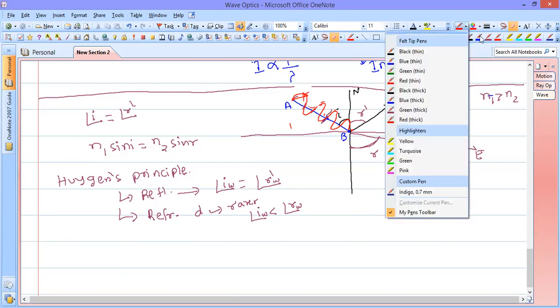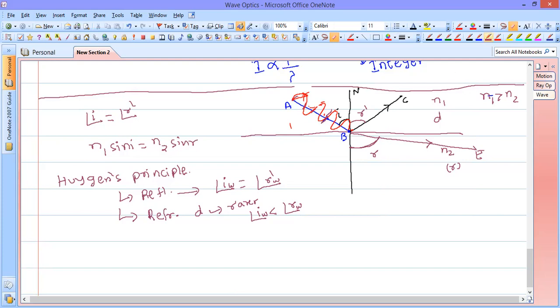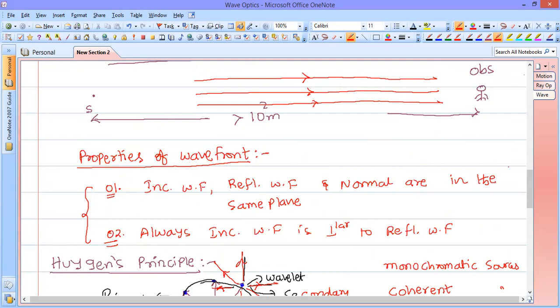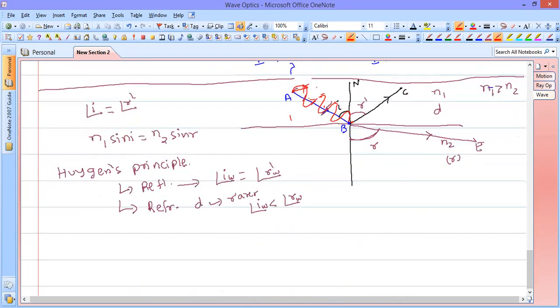Okay, now since the incident wavefront and the reflected wavefront are perpendicular, that is by using the properties, I can say that if the incident wavefront is this one, angle of incident wavefront, okay, such that this is my reflected wavefront, such that this is perpendicular, I can write incident wavefront plus reflected wavefront is equal to 90. Okay, now? Is it fine?